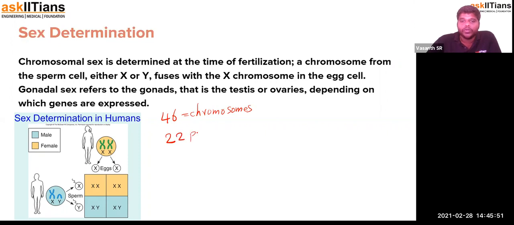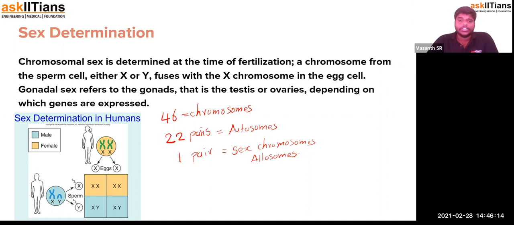22 pairs are autosomes, and that one pair is allosomes. So this makes 23 pairs or 46 chromosomes.